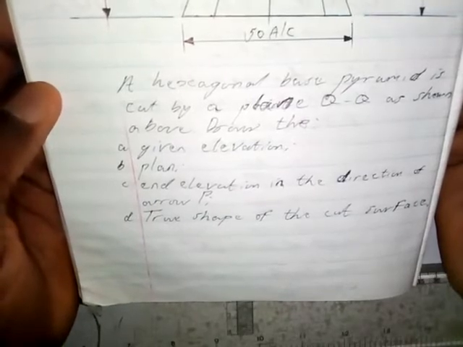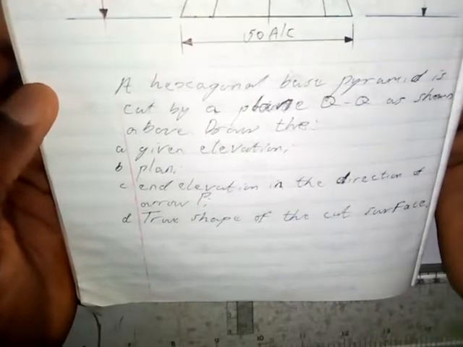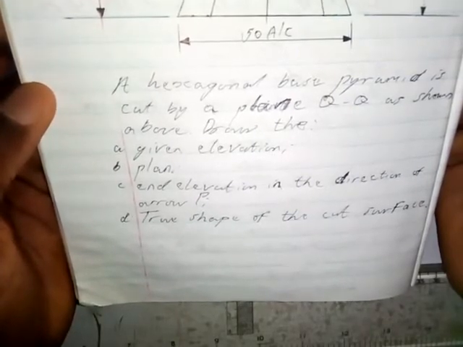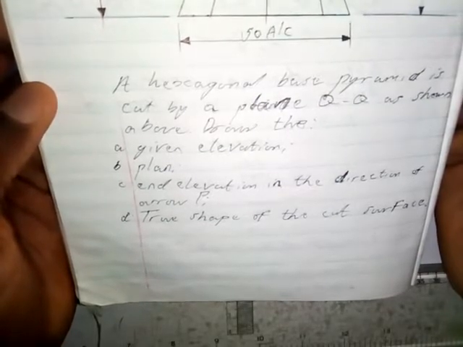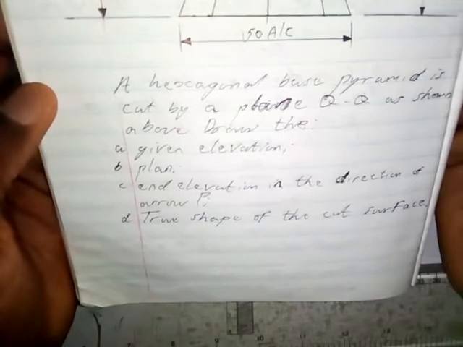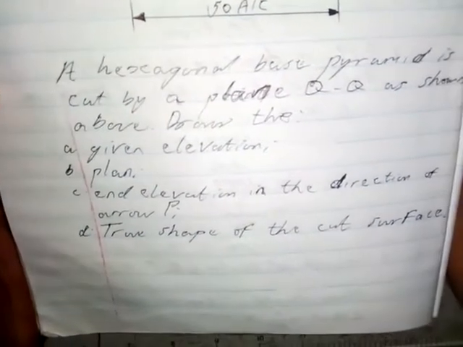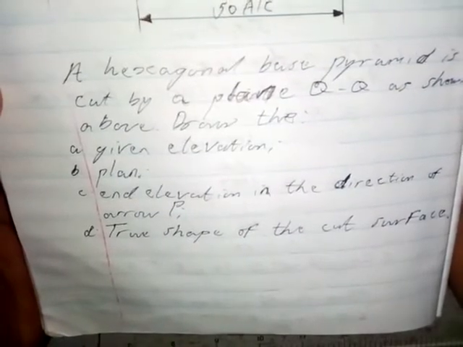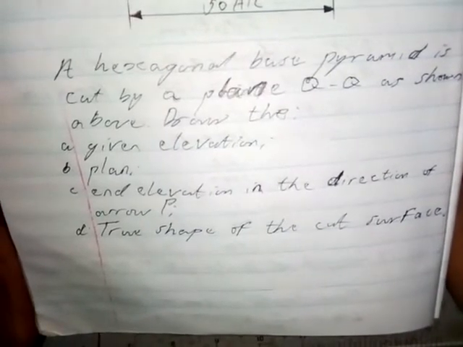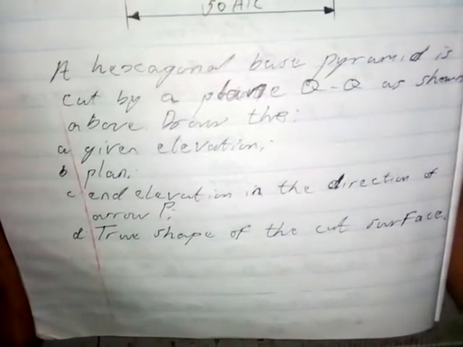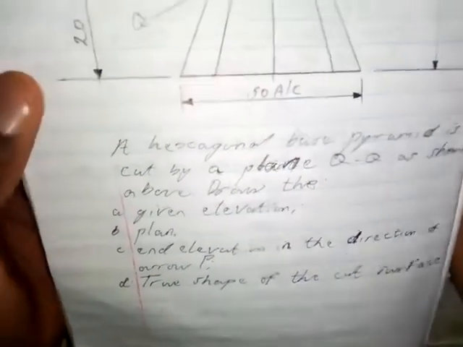It says a hexagonal base pyramid is cut by a plane QQ as shown above. Draw: question A, given elevation. Question B, plan. Question C, end elevation in direction of arrow P. And question D, true shape of the cut surface. So those are the questions that we are to answer.